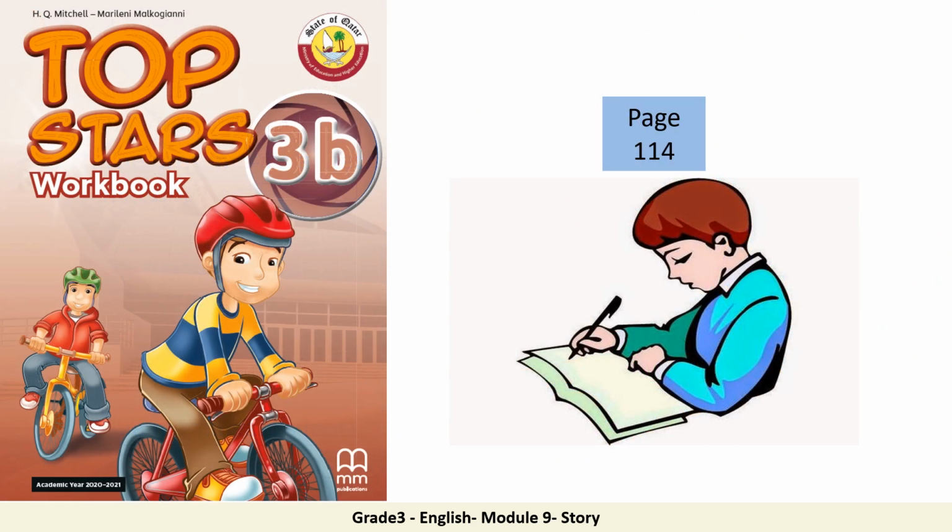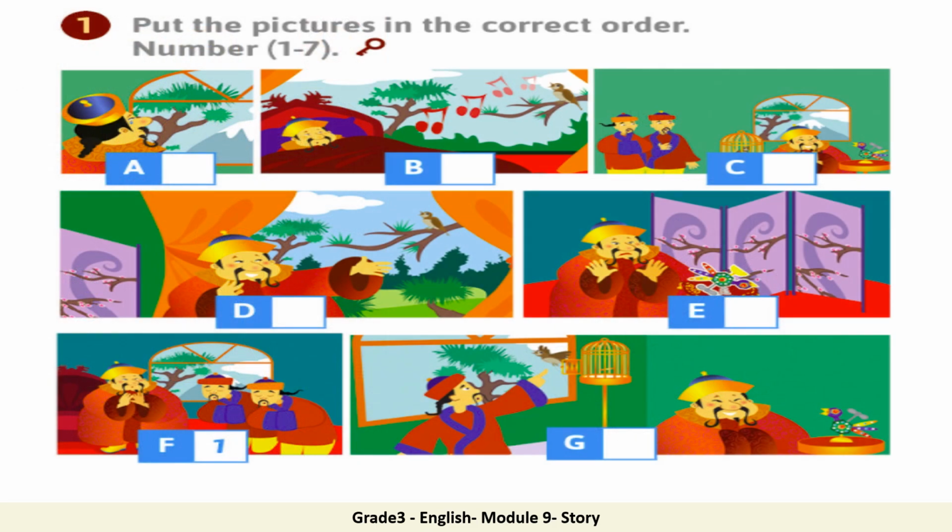Now, it's time to move to the workbook, page 114. You are going to answer activity number 1, in which you are going to put the pictures in the correct order, number from 1 to 7. Now let's look at number 1. Number 1 is for F. Now what happened in this picture? Great! The Emperor of China asks his court to bring him a nightingale. Now what happens after that? You may pause the video and answer the activity.